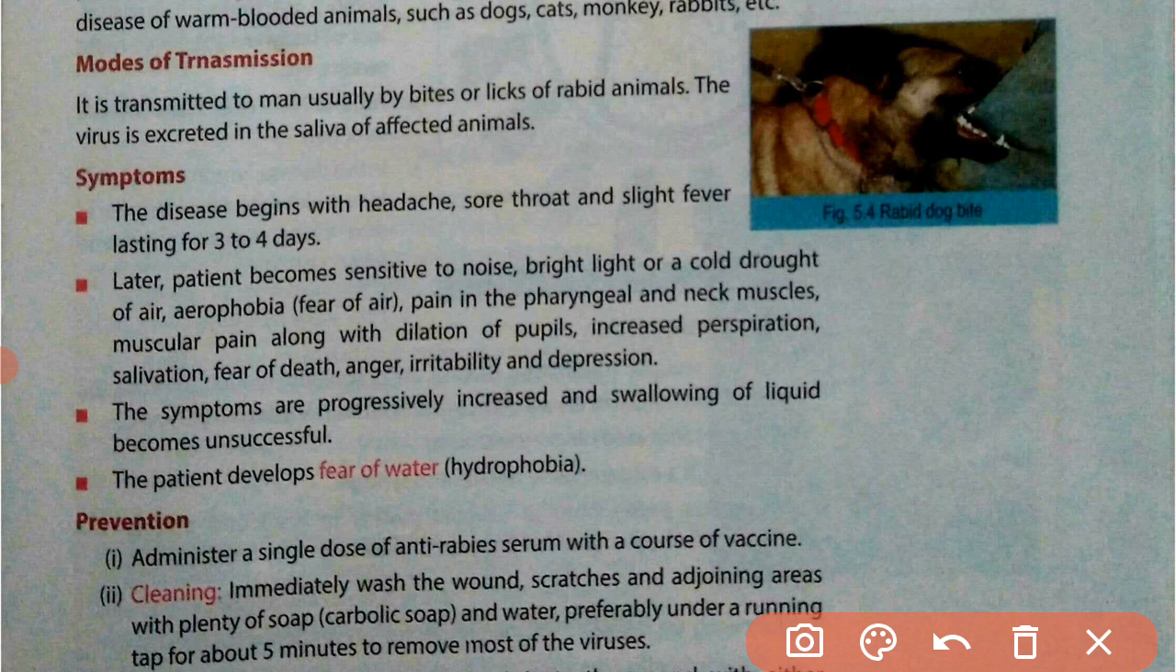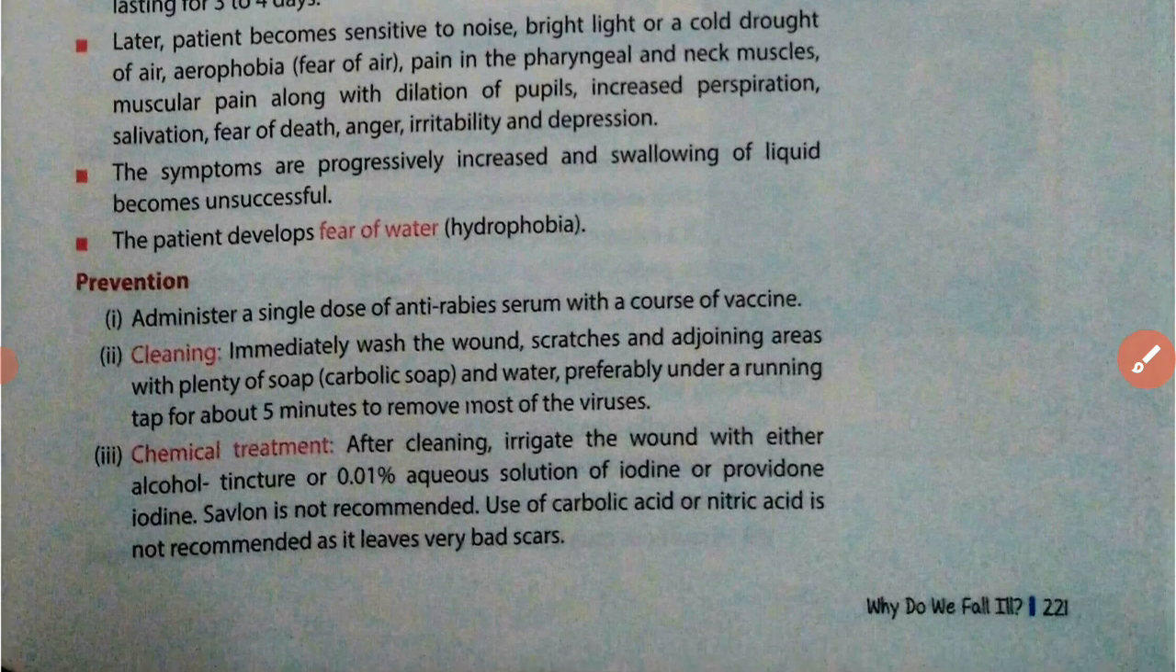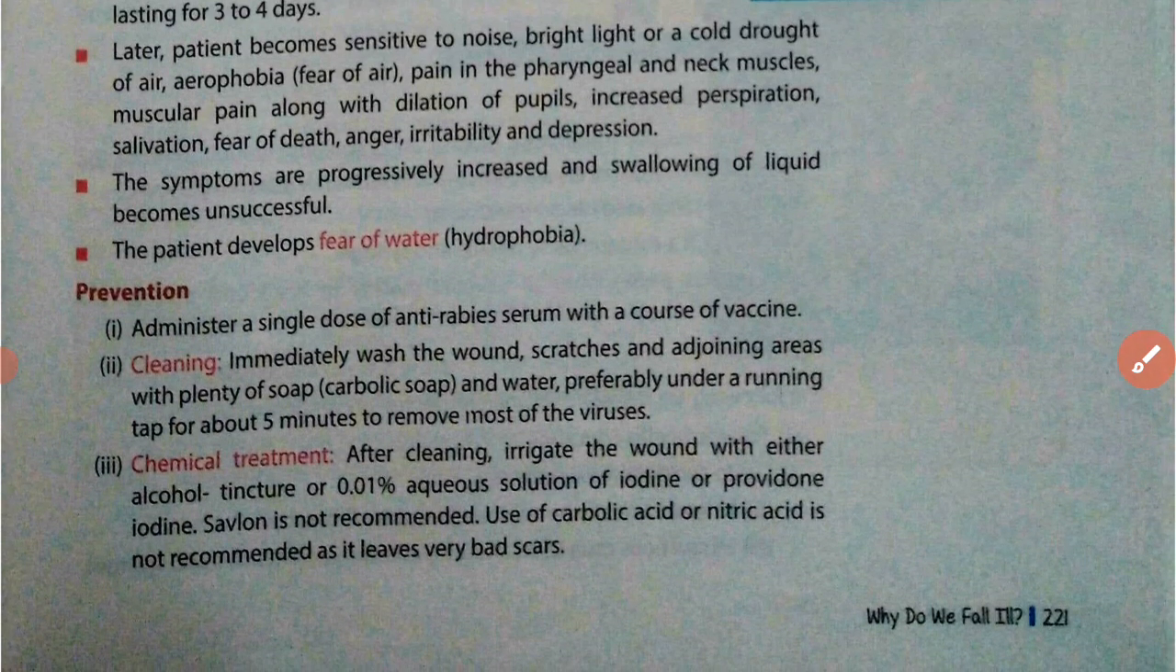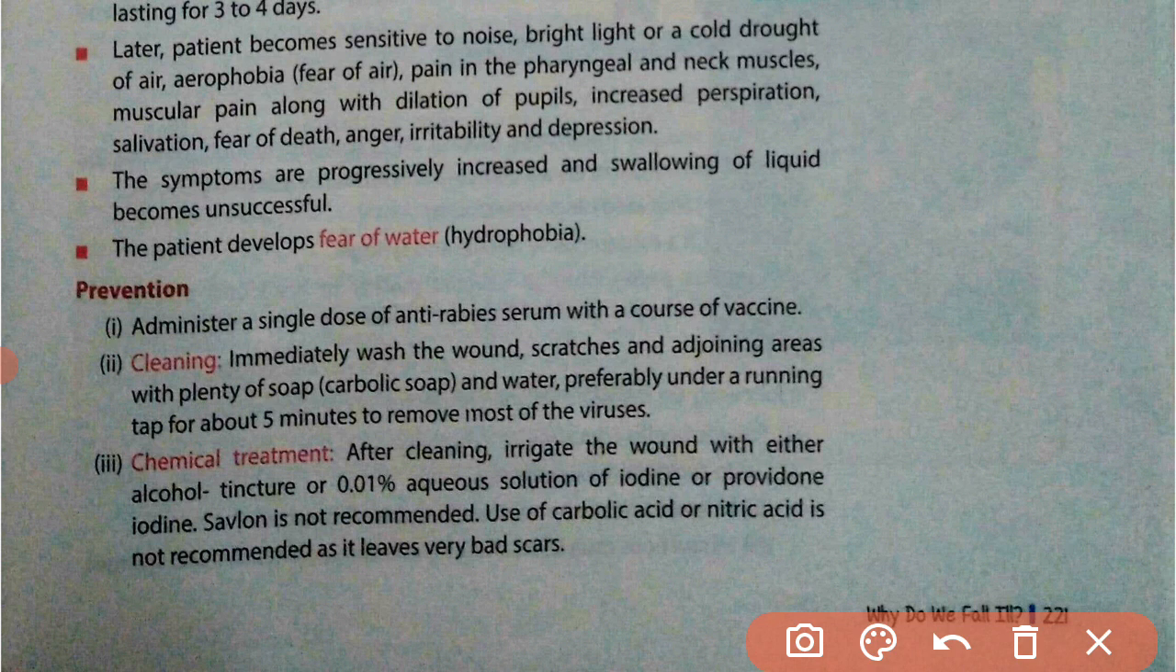And now we will talk about the prevention. How can we prevent this disease? Prevention includes administering a single dose of anti-rabies serum with a course of vaccine. Anti-rabies serum is available, which we should take when any rabid animal bites, along with the course of vaccine as well.